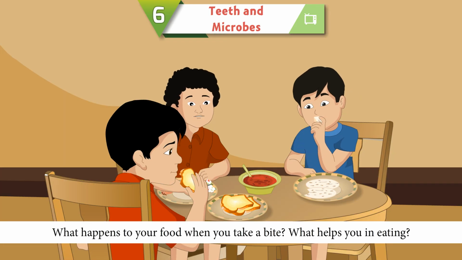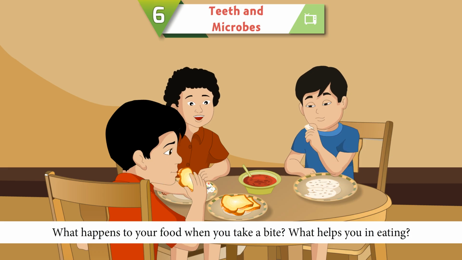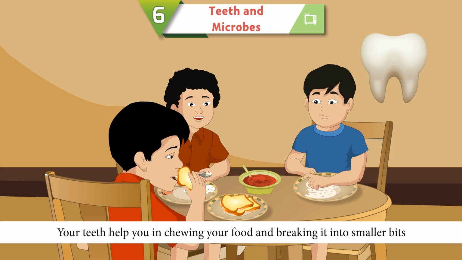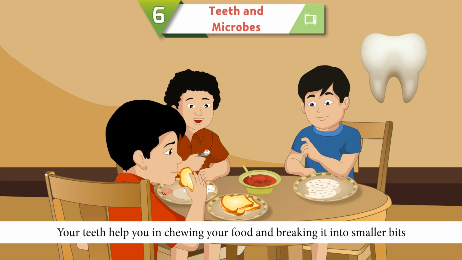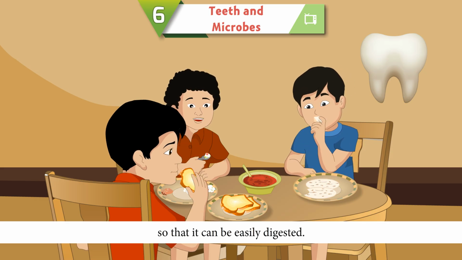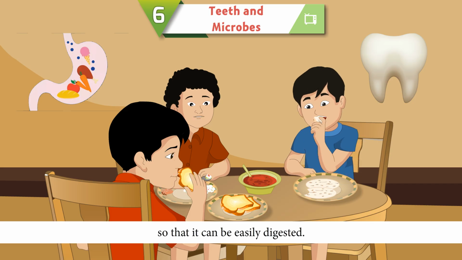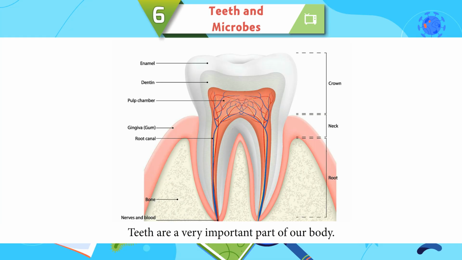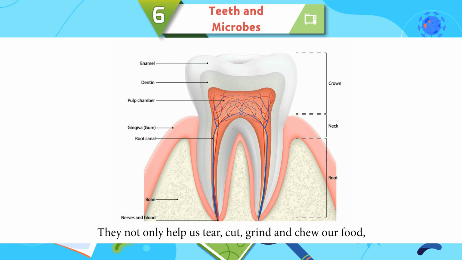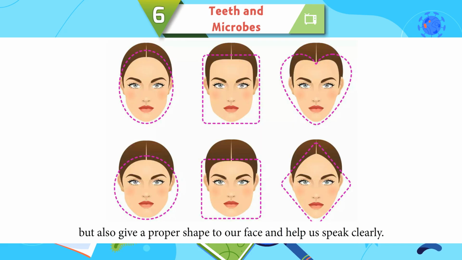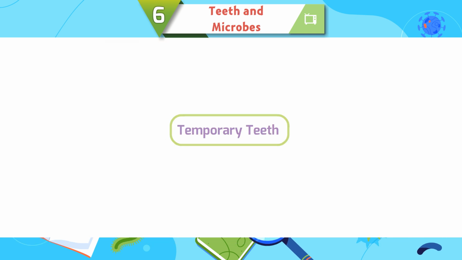What happens to your food when you take a bite? What helps you in eating? Your teeth help you in chewing your food and breaking it into smaller bits so that it can be easily digested. Teeth are a very important part of our body. They not only help us to tear, cut, grind and chew our food, but also give a proper shape to our face and help us speak clearly.